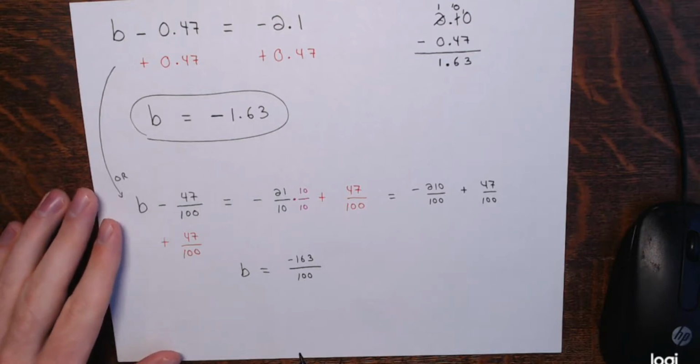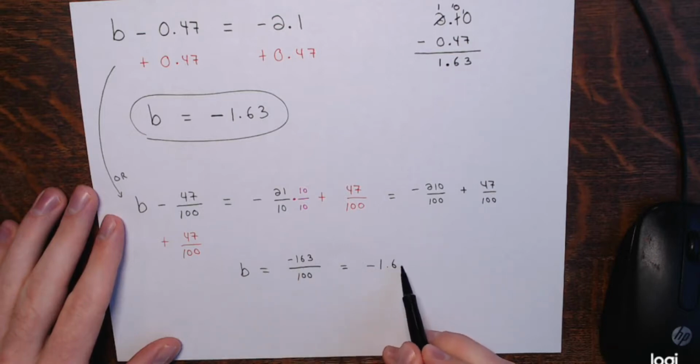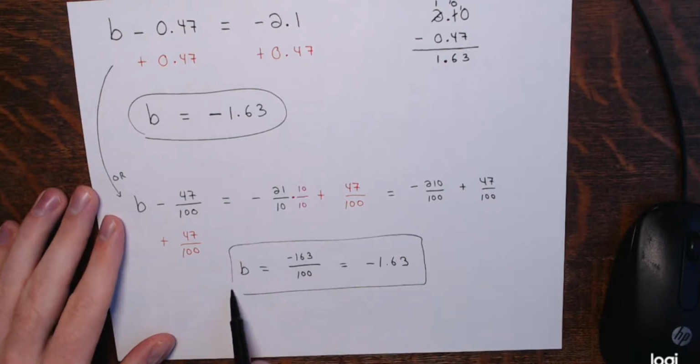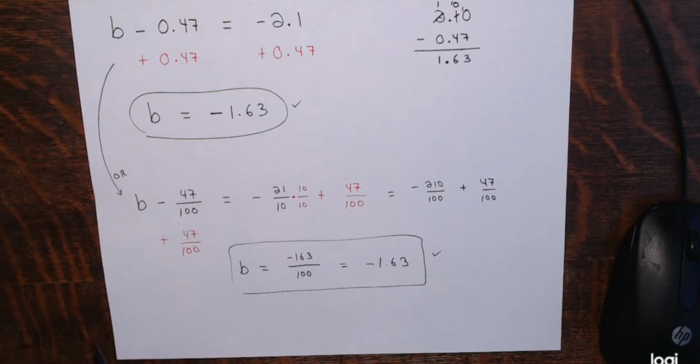And if you want to change back to a decimal, remember dividing by 100 just means move the decimal point to the left twice. That'd be negative 1.63. Exactly what I got earlier. So both kind of verify for me that that is indeed the solution.